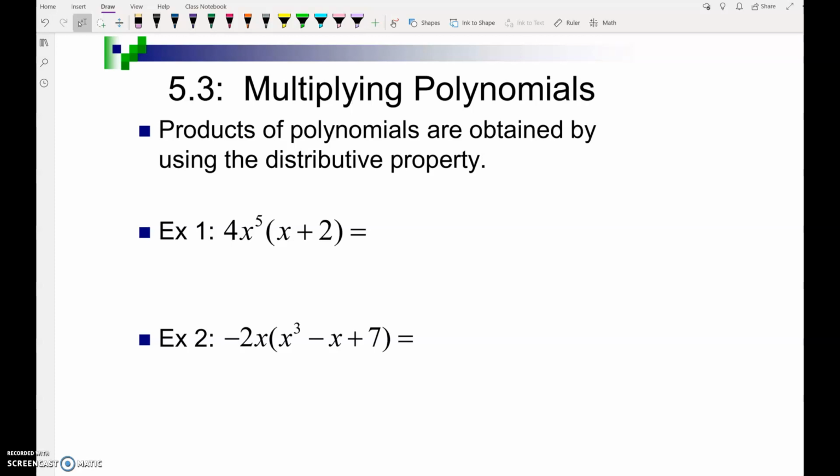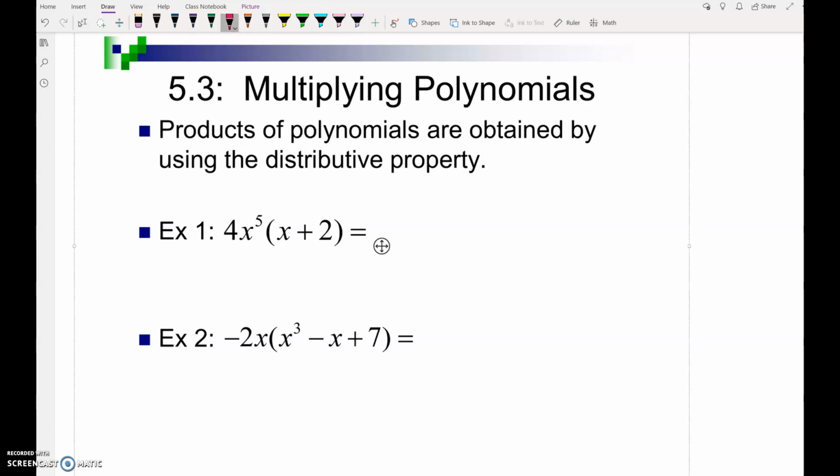Today we're going to multiply polynomials. We're going to start with basically the distributive property. When you're adding polynomials, you do not change the exponents. However, when you're multiplying, that's when you do change the exponent.